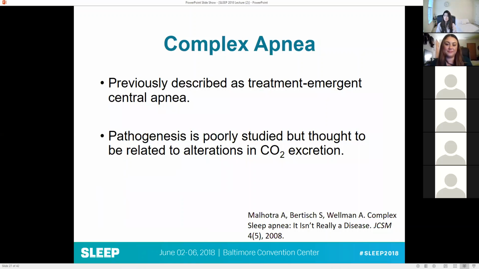So again, the pathogenesis of this complex or treatment-induced apnea is not completely understood, but we do think it's related to alterations in CO2 excretion. As the airway becomes more patent, you start more efficiently removing CO2 at night, and your CO2 drops below your apneic threshold and you don't breathe.